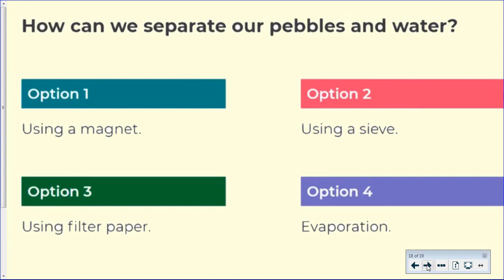How can we separate our pebbles and water? What would you use? A magnet, a sieve, filter paper, or evaporation? Well, I know that pebbles and water, neither of them are magnetic. I know that the pebbles are not soluble. They're not going to dissolve in the solution. I know that filter paper would work because I could pour the water and the pebbles, and the water would go through the filter paper. However, I know that the pebbles won't go through a sieve, so it'd be much quicker. I could use a sieve, like I used a sieve to separate the pasta earlier.